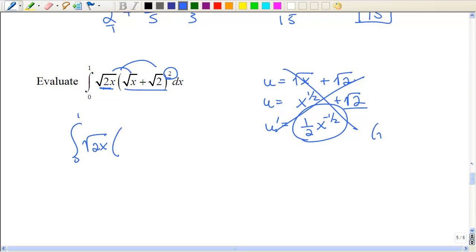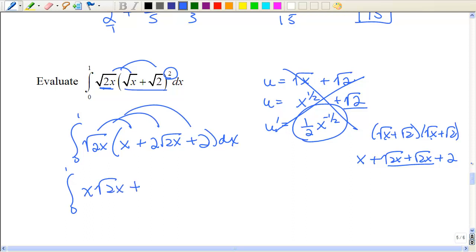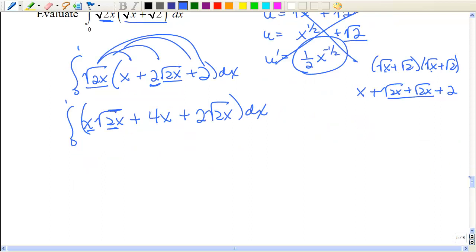All right, so we need to go back to basic algebra. I need to write that out twice. So I get x plus 2 square roots of 2x, because those are like terms, plus 2. And then I'm going to distribute, so I have x square root of 2x. Now, square root of 2x times the square root of 2x is just 2x times that 2, that's going to be 4x. And I distribute here. Wow, that's kind of ugly. What am I going to do with this and this?